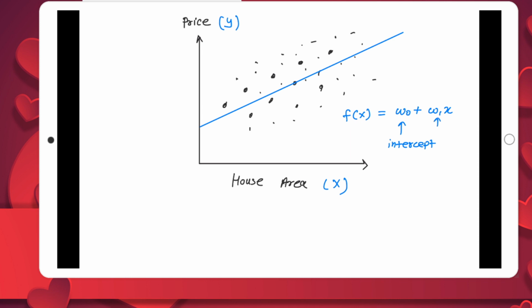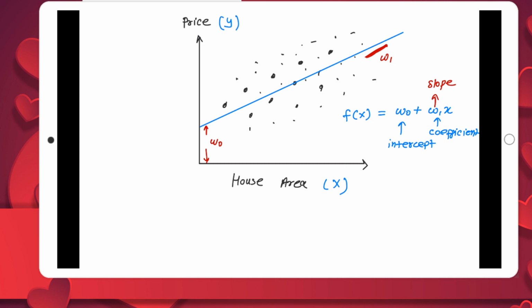And here w1 is the regression coefficient. And this intercept, this is here the intercept, this is w0, and this w1 is also known as the slope of this line. All right. So the slope of this line is known as W1.